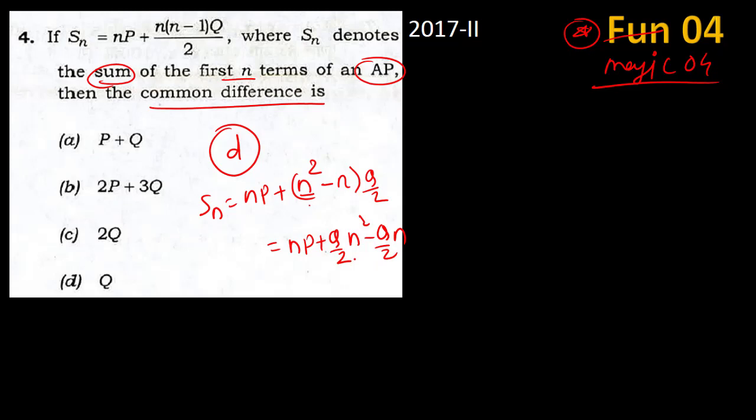So the coefficient of n square is what? It is q by 2. Then what is the common difference? The common difference is 2 into the coefficient of n square. So 2 into q by 2, the 2s cancel. So the answer is q, which is option D. Okay? So, the next question.